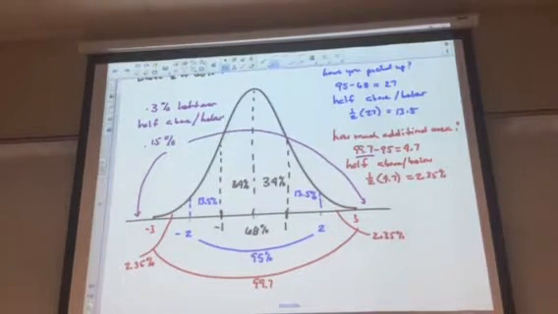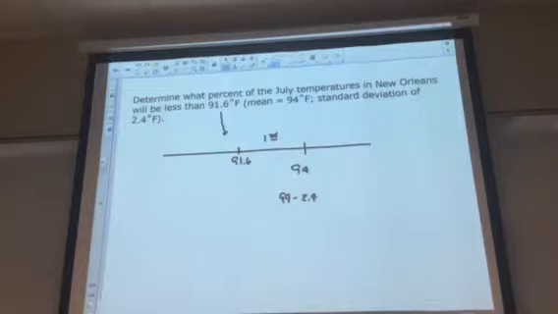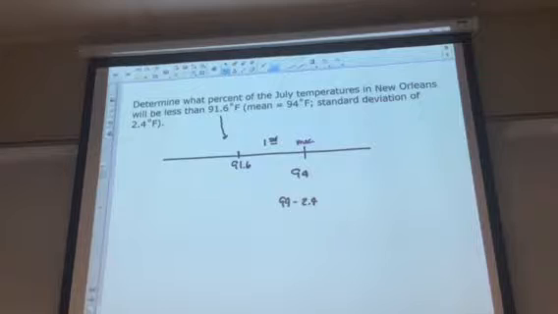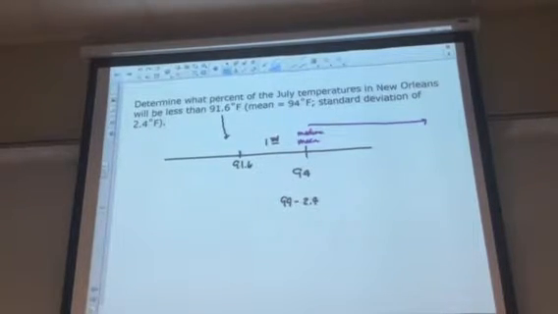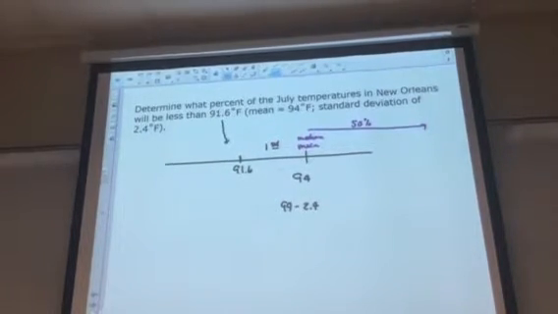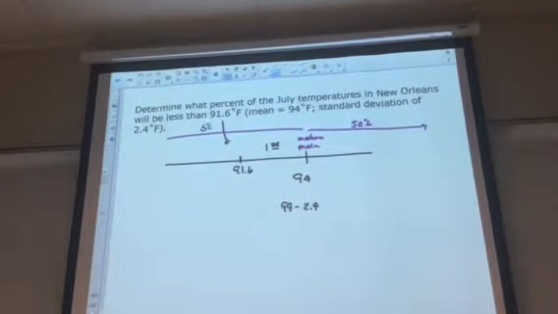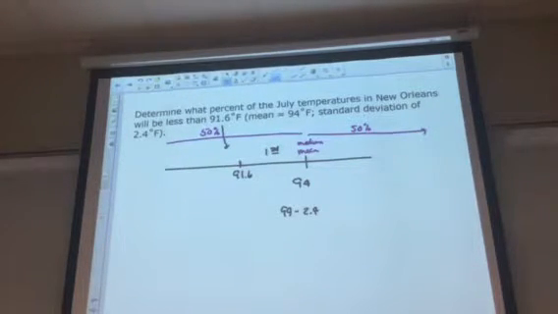So let's go back and look at the question and finish it. What percent of temperatures in New Orleans are less than 91.6? If this is my mean value, doesn't that mean that it's also my median value? Doesn't that mean that 50% of the data is to the right of that? Doesn't it also mean that 50% of the data is to the left of it? Of that 50% to the left, how many have we already accounted for?